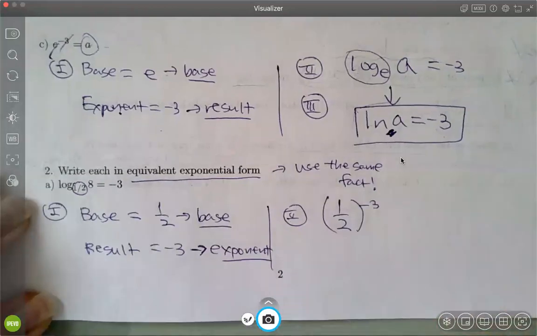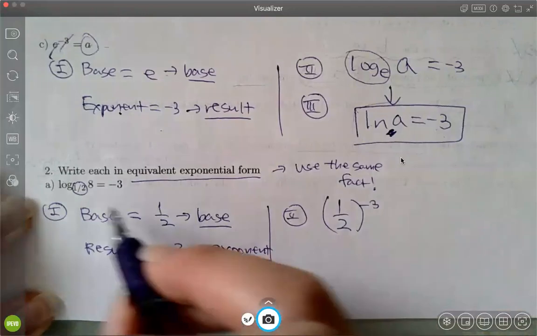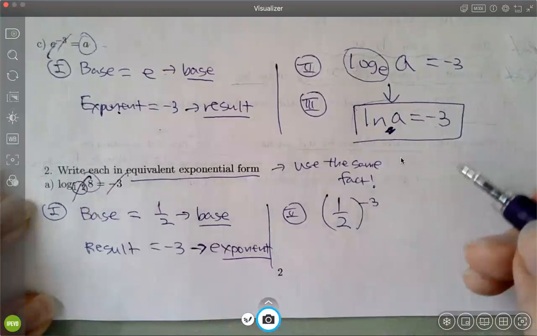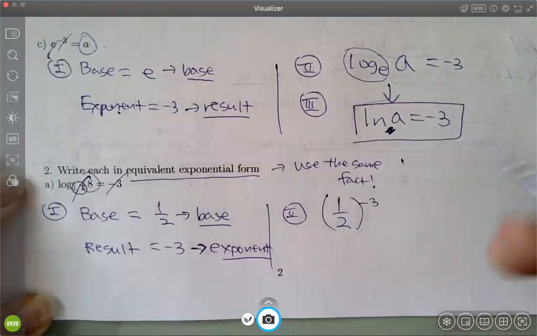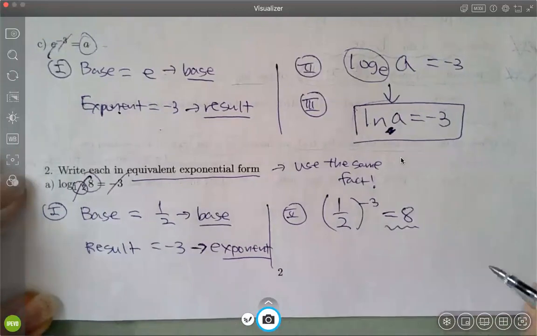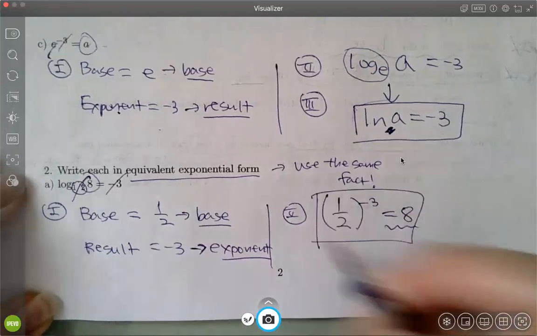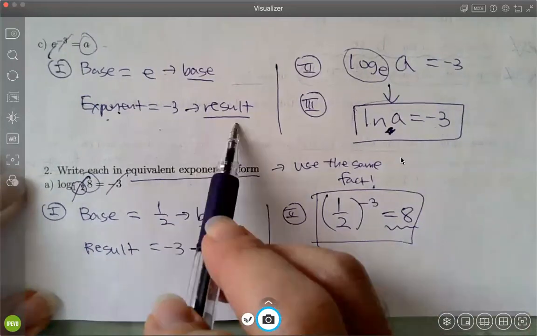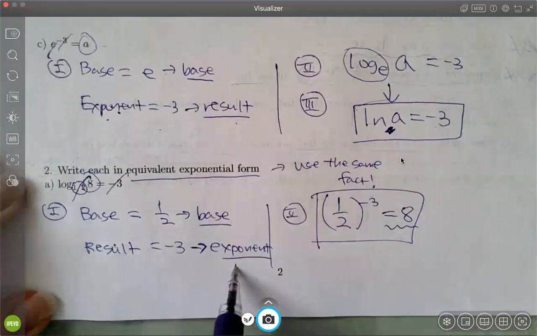So we took care of 1/2, we took care of -3, and now we are left with that 8. So how should we write 8? Equal sign and then 8, like this. So that entire thing is the answer. So instead of going from exponent to the result, we go from result to the exponent. That's the only difference. Everything else stays the same.